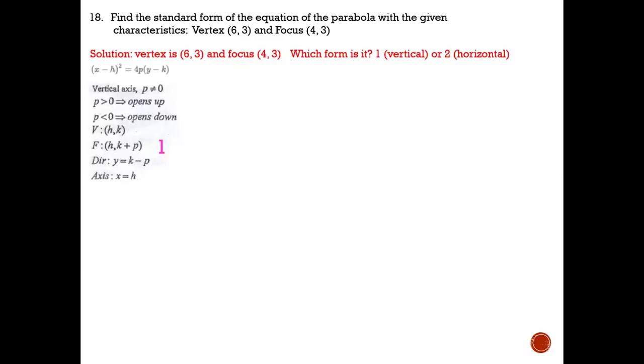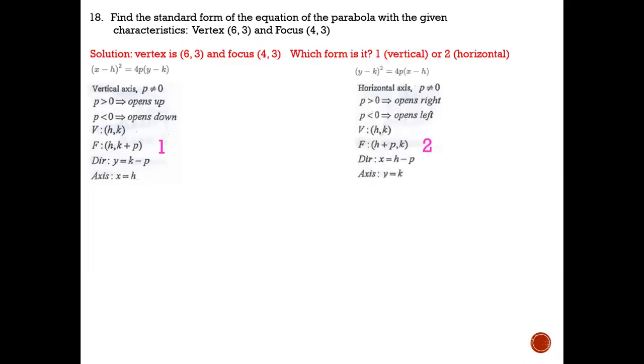Find the standard form of the equation of the parabola with the given characteristics. The vertex is (6, 3) and the focus is (4, 3). Okay. So this is what we need to know. We need to know what our vertical and horizontal vertices are. Again, these are the formulas given for us. So these are the vertices for the vertical axis and horizontal axis, 1 and 2.